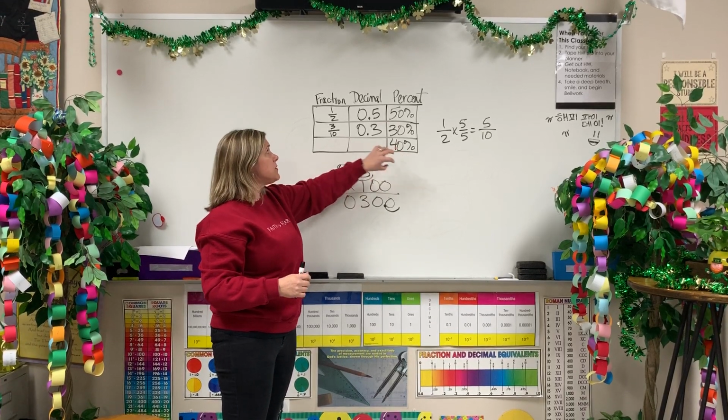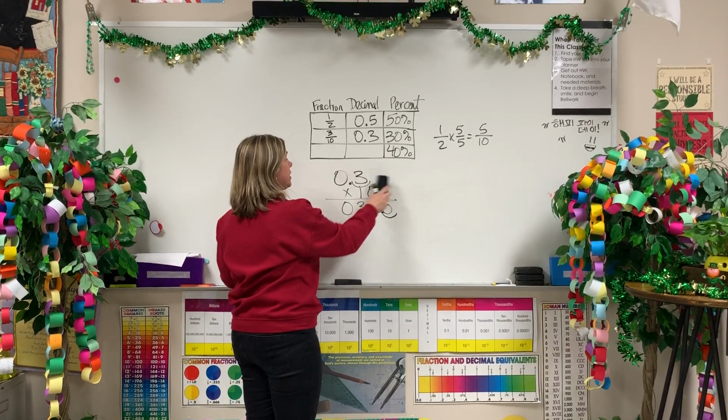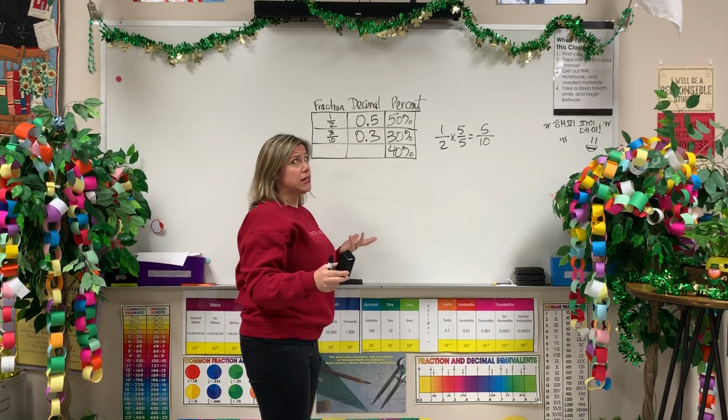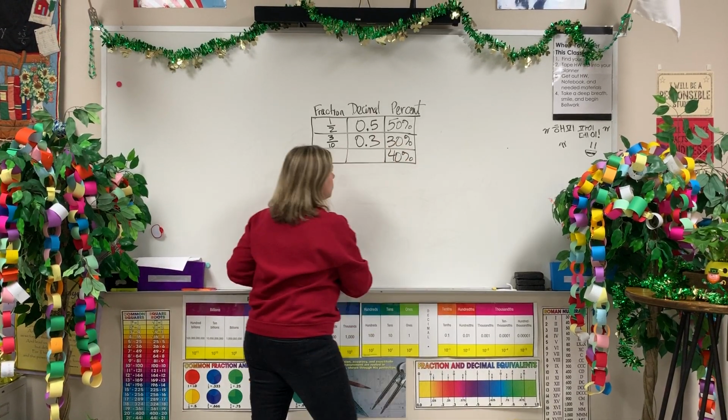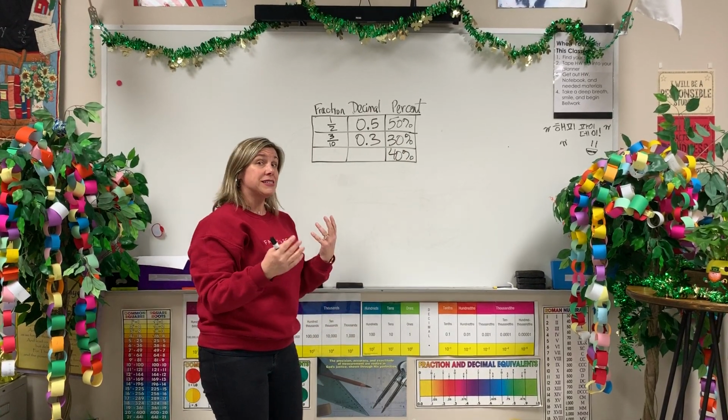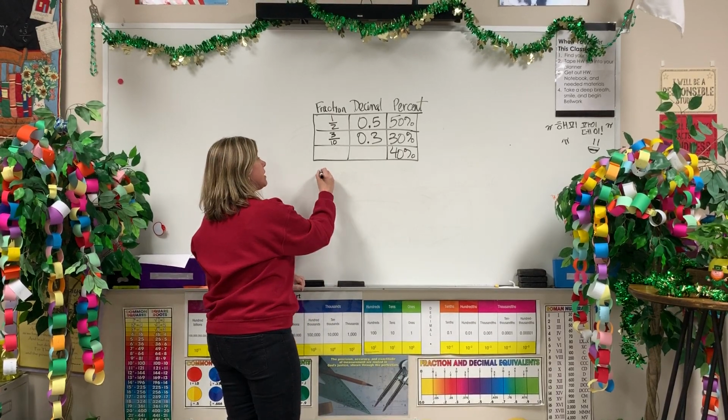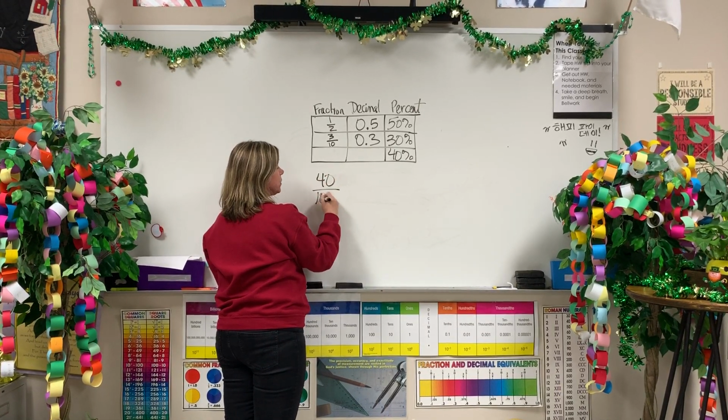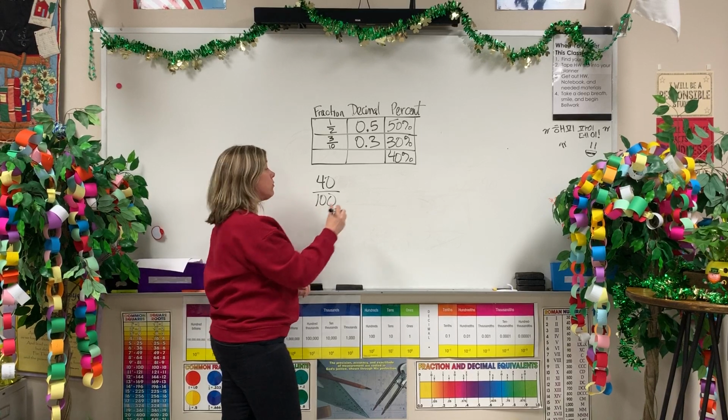Now we have 40%. We want to write that as a fraction. And when they say fraction, they of course do mean as a reduced fraction. So you're going to want to do 40%. Percent means out of 100. So we're going to say 40 over 100. Not a good answer to put in there. We want to reduce it.